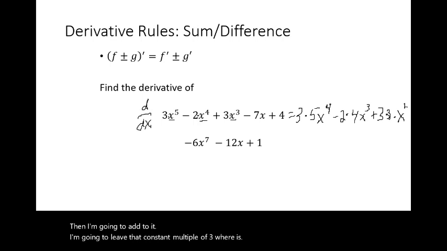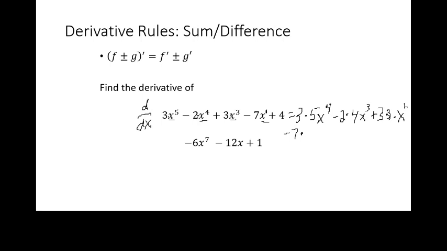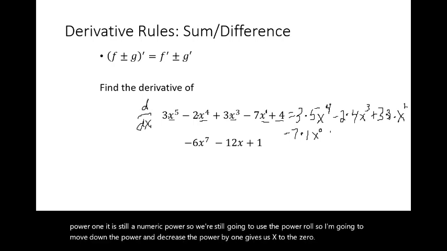Then I'm going to do the same thing to the next term. So I'm going to leave that minus 7 where it is. And then remember, there is a power of 1 here. So if you were taking the derivative of x to the power 1, it is still a numeric power, so we're still going to use the power rule. So I'm going to move down the power and decrease the power by 1 gives us x to the 0. Then I'm going to take the derivative of 4. The derivative of a constant is 0.